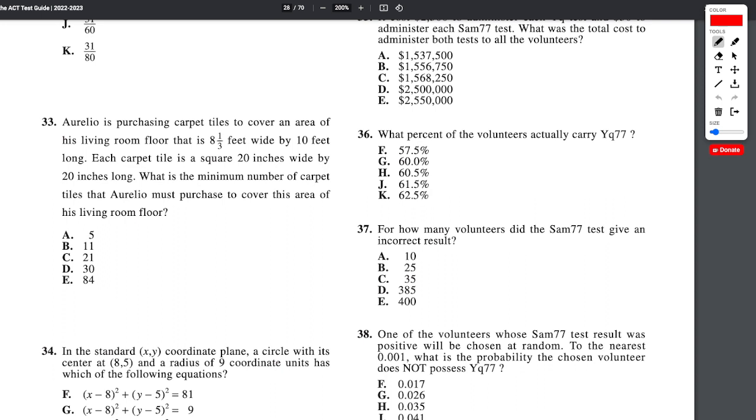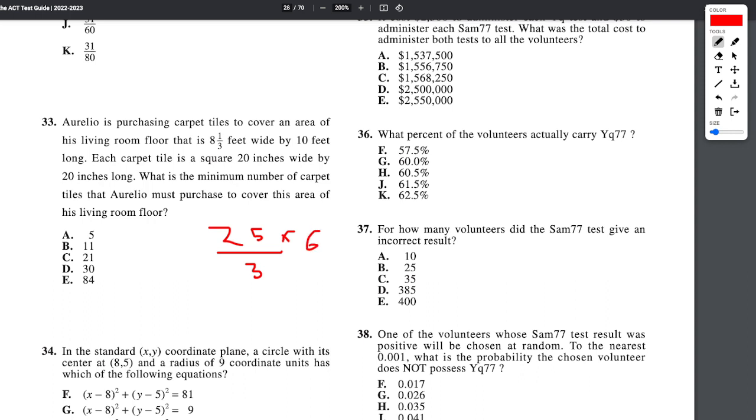So this is 8 and 1/3. And then we have to multiply. What is 8 and 1/3? It's 25 over 3. We'll multiply that by 1 inches multiplied by 6.